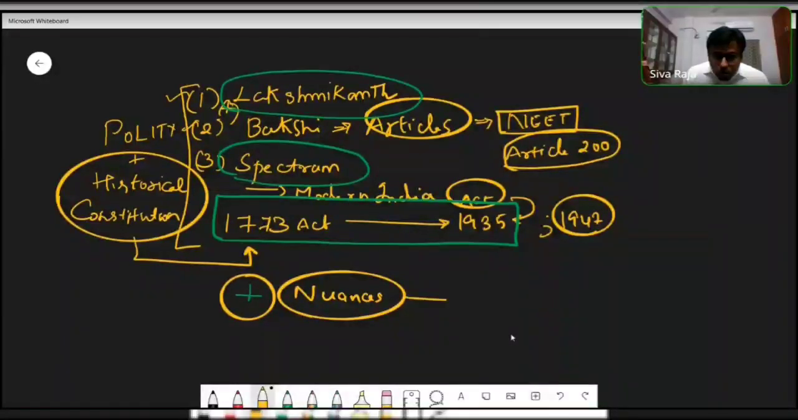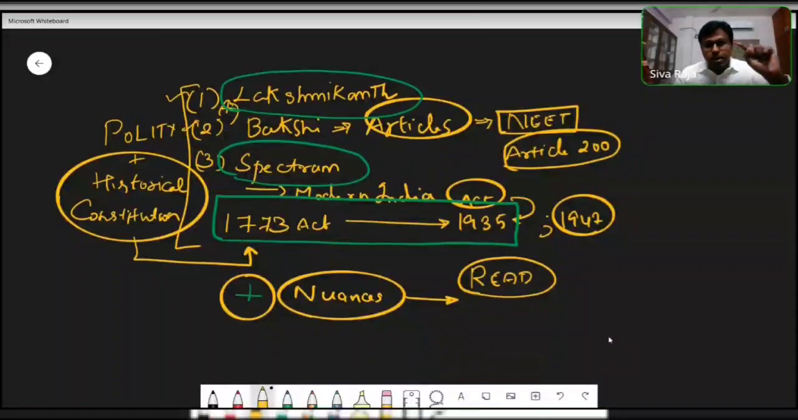Your job is to go and read that, and then come back with the doubts which you have, and that is how this will work. If you don't go back and look at these nuances, it will become difficult. So whatever we are going to study, please go back and check the books that I have referred, Lakshmikant, Bakshi, or the initial chapters of Spectrum. Then you will understand what is important, how it is important, and how to study. Now we will go to the topics directly.